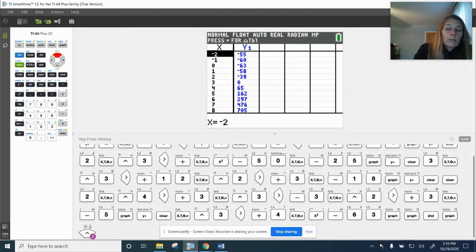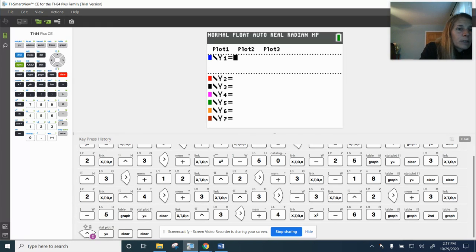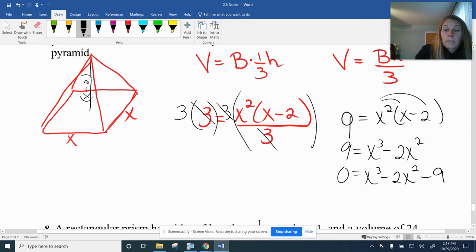So if you go into your calculator, y equals, and we have x cubed minus 2x squared minus 9. And you graph it. And we do see that we have one x-intercept there of 3. Because we see this little curve down here, I'm going to guess that the other two are imaginary. So we have x equals 3.